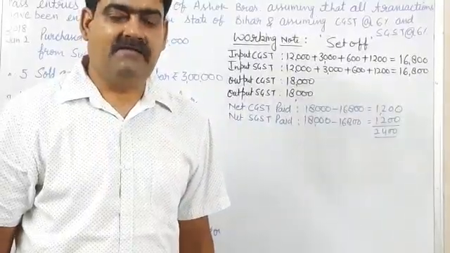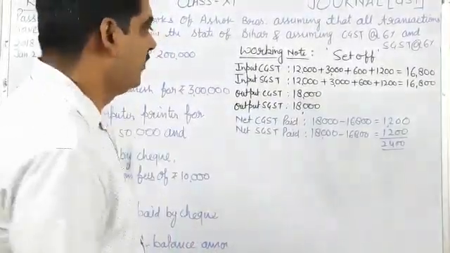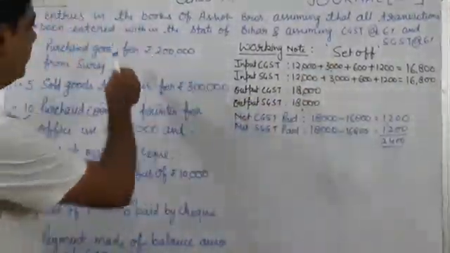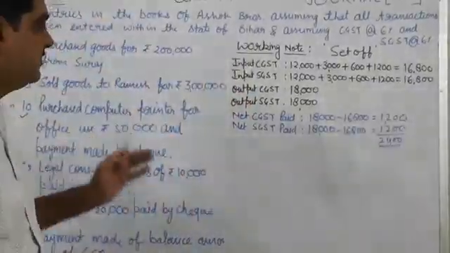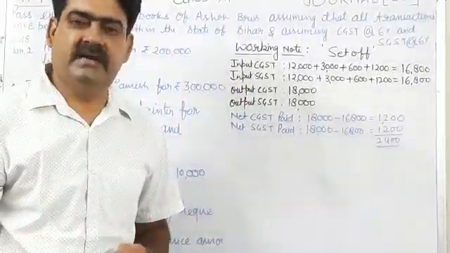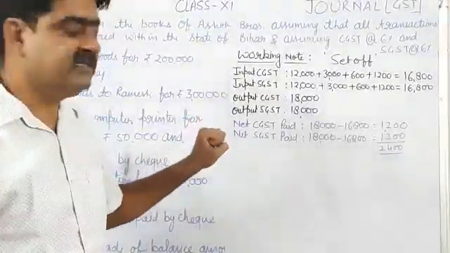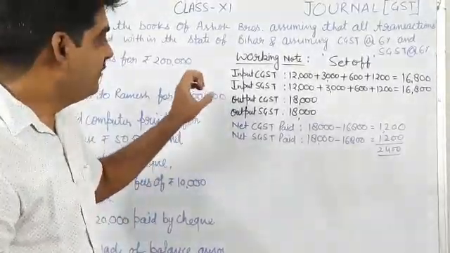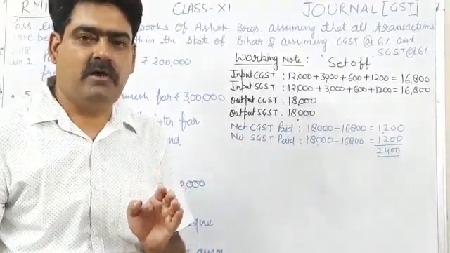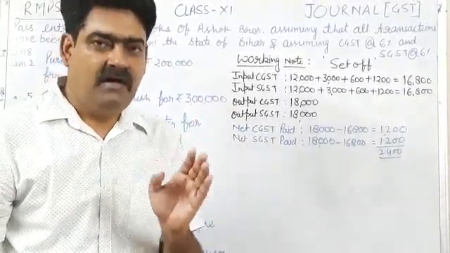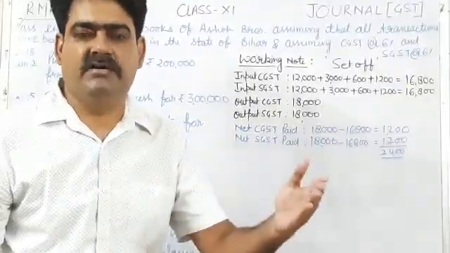So my dear students, after all the journal entries, we have to do set off. Now you see what is set off. In a few transactions we have already paid CGST, and in a few transactions we have collected CGST as well as SGST. So from output CGST and output SGST, input CGST and input SGST will be adjusted, and this process is known as set off. And if we have any extra amount, this extra amount will be deposited to the government.